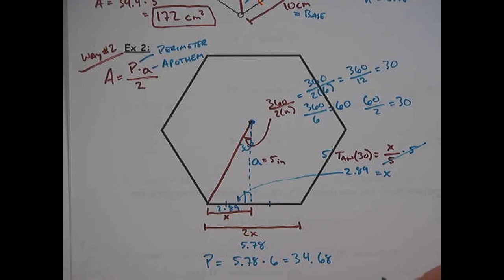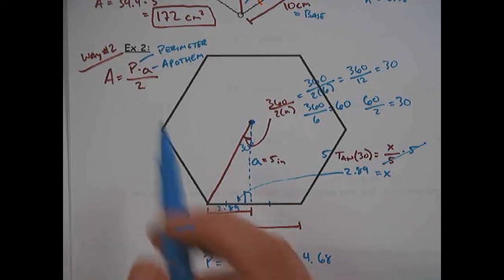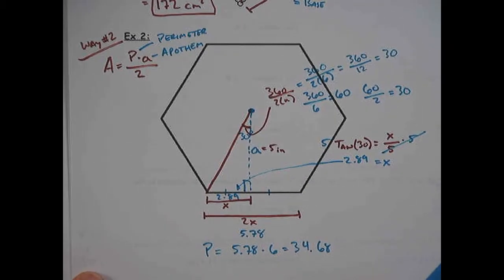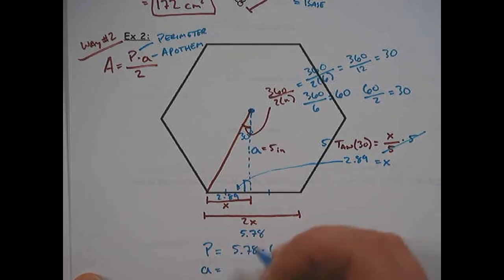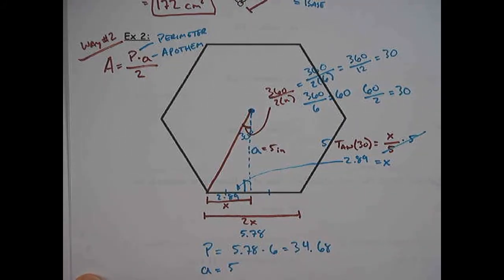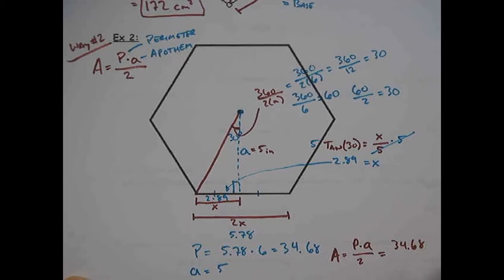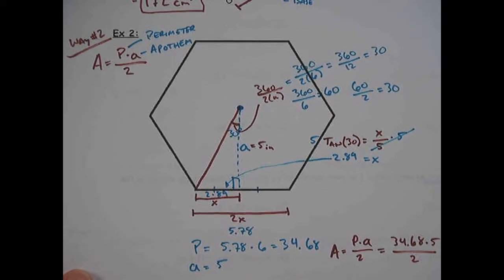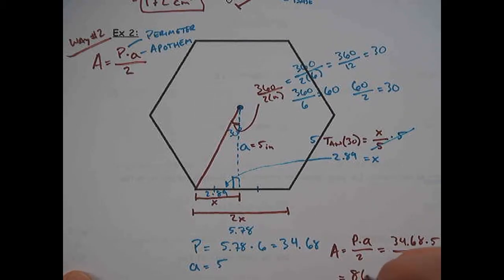Okay. So now back to using our equation. We have the perimeter. The apothem was what was given to us. Remember, that was our 5 inches. So now I'm going to use those two pieces in my area equation. Area equals perimeter times apothem divided by 2. So 34.68 times 5 divided by 2, which gives me 86.7 square inches.